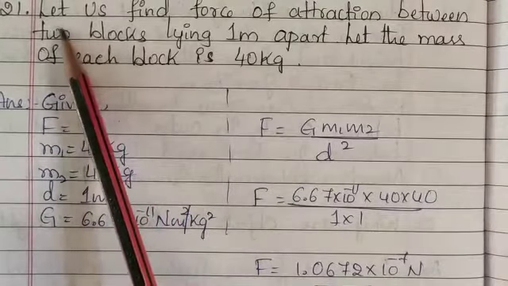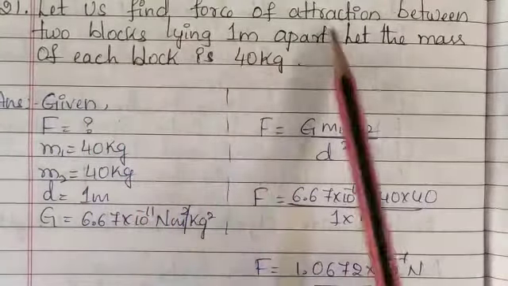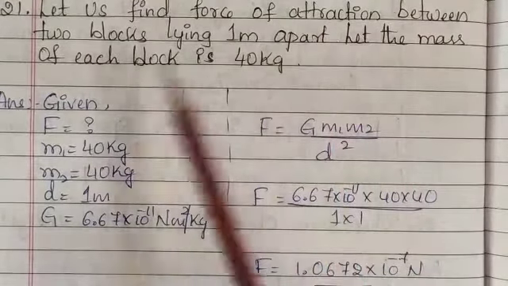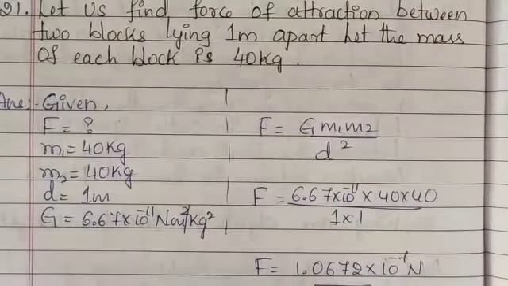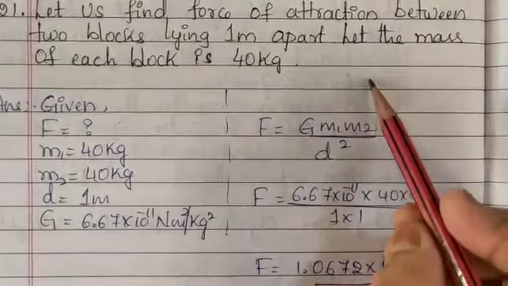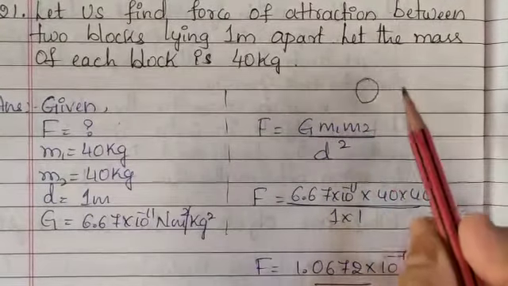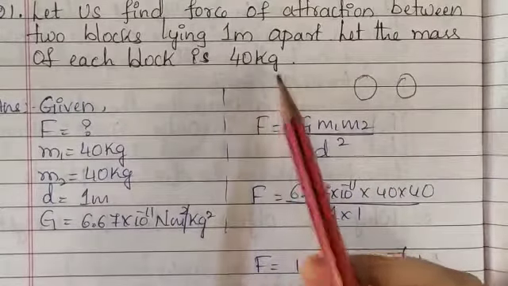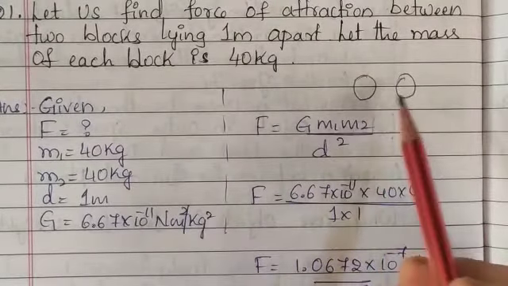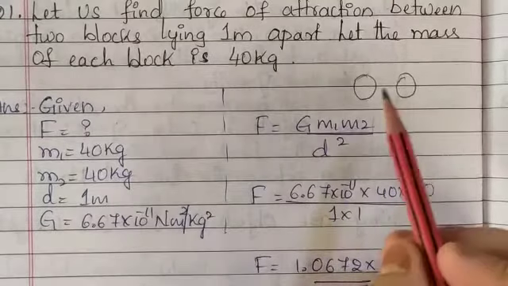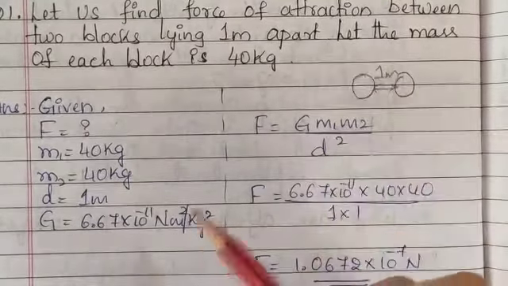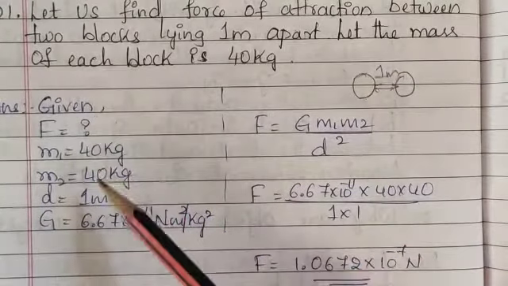The 21st question is, let us find the force of attraction between two blocks lying 1 meter apart. Let the mass of each block be 40 kg. So we have to find out the force of attraction between two blocks. Each block has a mass of 40 kg, and the distance between these two blocks is given as 1 meter. So first we have to write what is given.